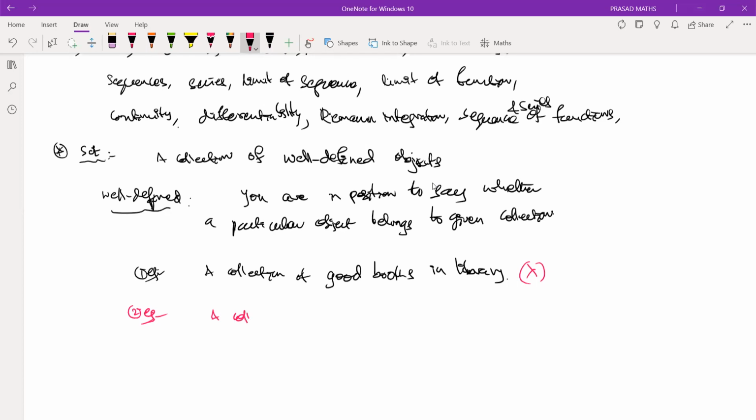Right? A collection of good persons in India. Suppose I write a statement like this, is it a well-defined collection? No. Right? According to myself, I like my maths gurus who taught me very well in IIT Madras. According to your perception, you like different persons, in mathematics, in different areas, right? So this is not a well-defined collection.